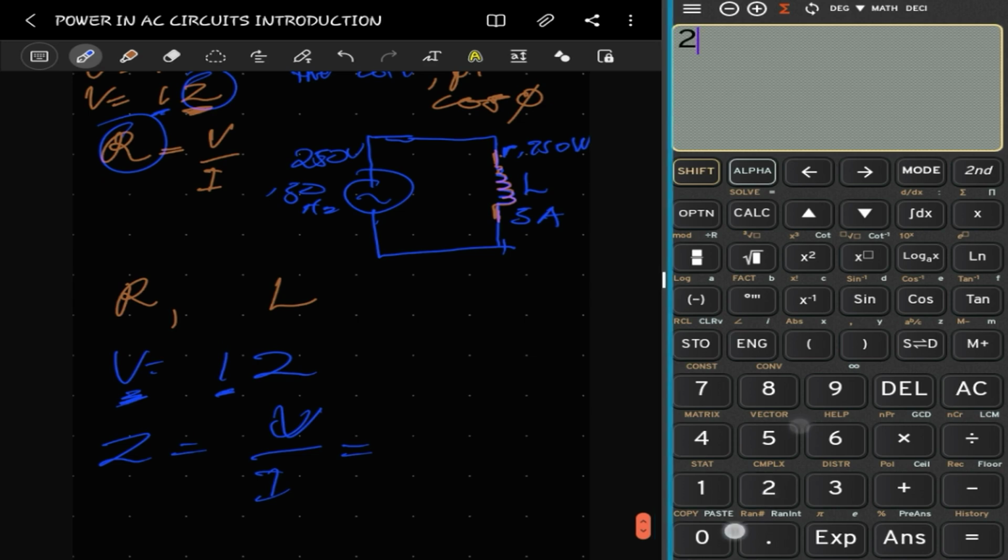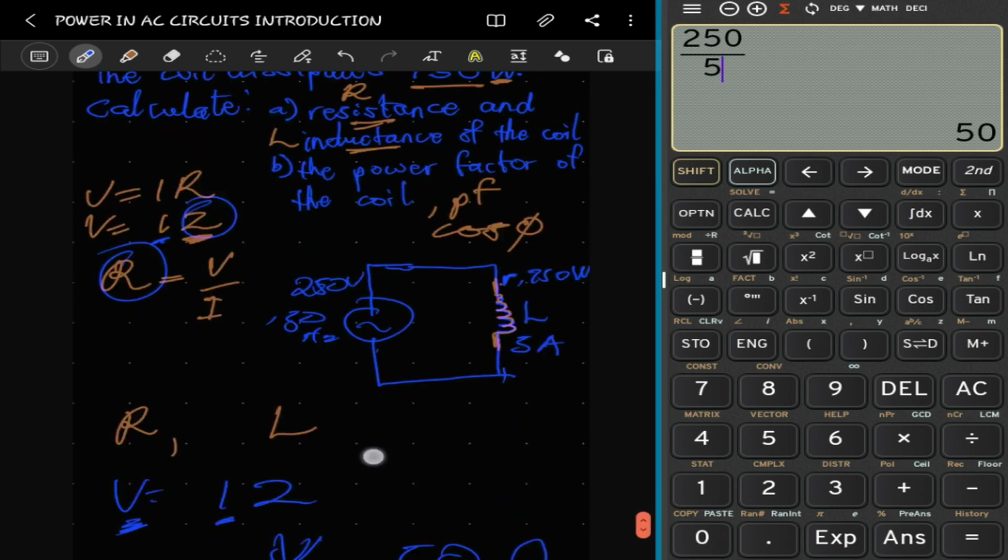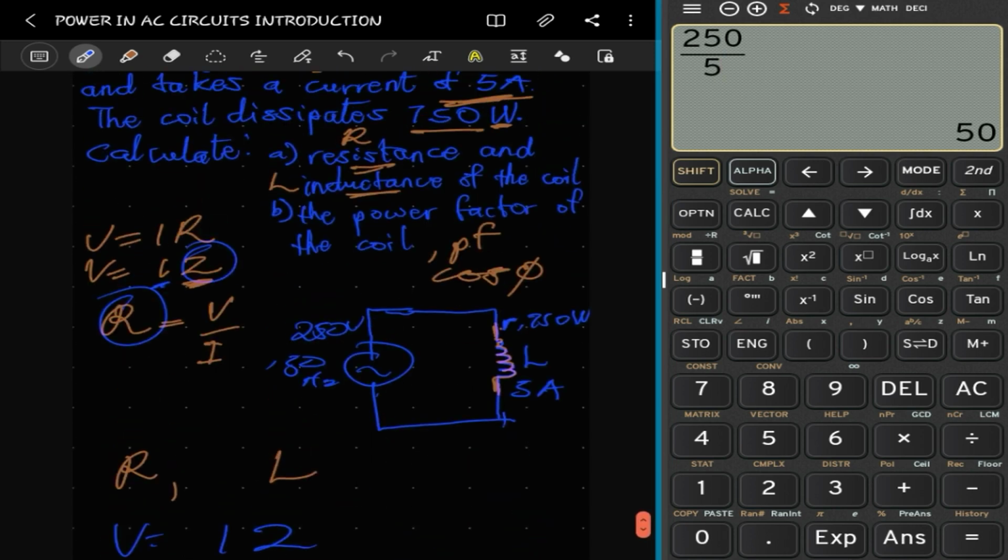Okay, 250. And then the current is what? 5, right? So what do we have? 50 amperes. Sorry, 50 ohms. The unit is very important. So 50 ohms for this, right? And so we found the impedance. So now we need the resistance and the inductance.